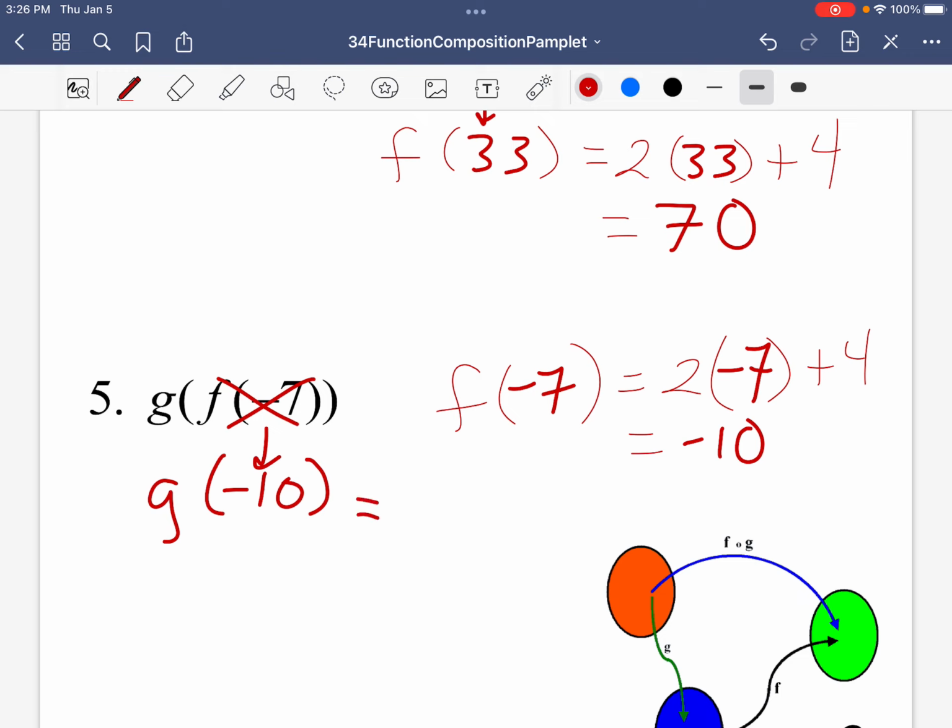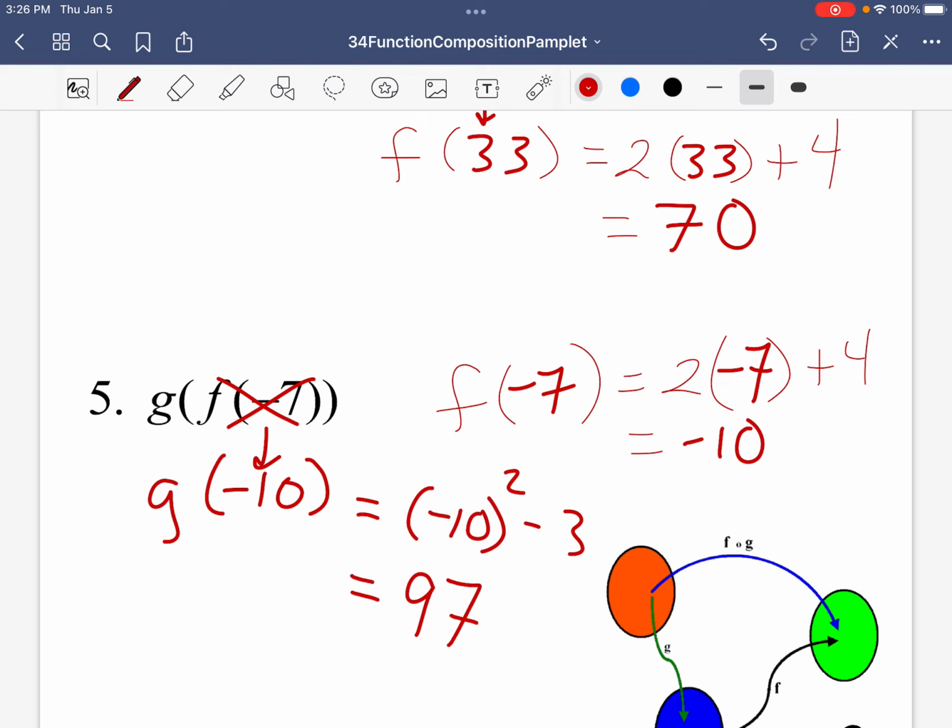When you plug -10 into the g function, it says that you're going to square and subtract 3. You're going to square whatever you're plugging in. Make sure that you do that first. That -10 squared is 100. 100 minus 3 is 97.